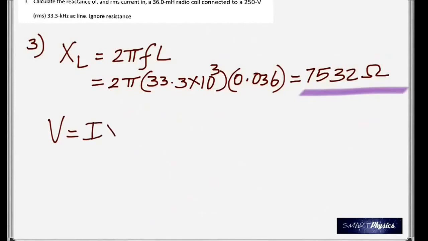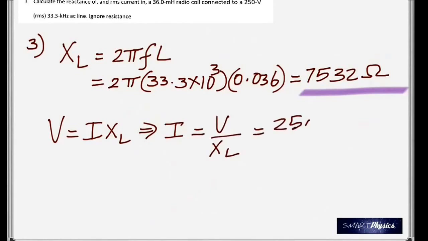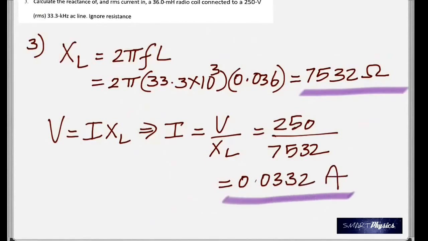Okay, and how do you find the RMS current? Simple Ohm's law. Voltage is current multiplied by reactance. Rearrange to get the current. This RMS voltage divided by reactance gives you RMS current. 0.0332 ampere.